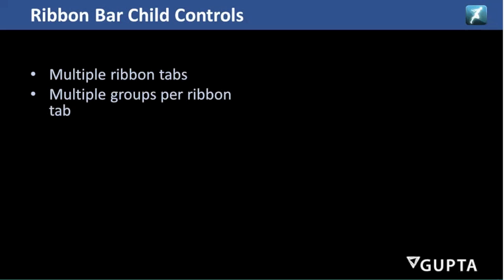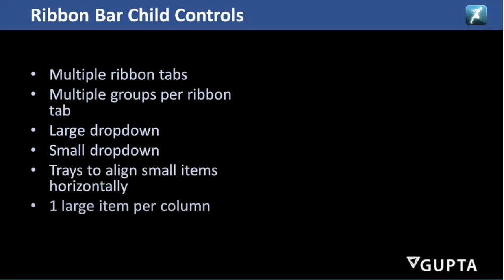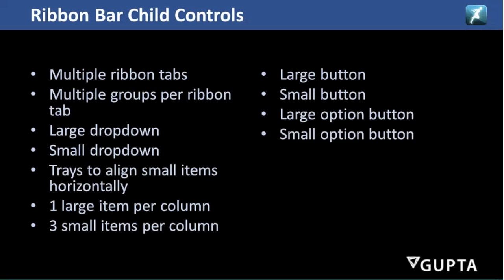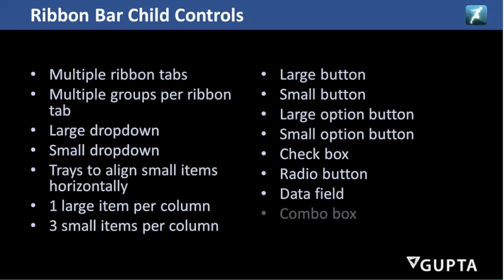Multiple ribbon tabs, multiple groups per tab, large drop down, small drop down, trays to align small items horizontally, 1 large item per column, 3 small items per column, large button, small button, large option button, now it's a toggle on off button, small option button, checkbox, radio button, data field, and combo box. So a very rich new ribbon bar control here.